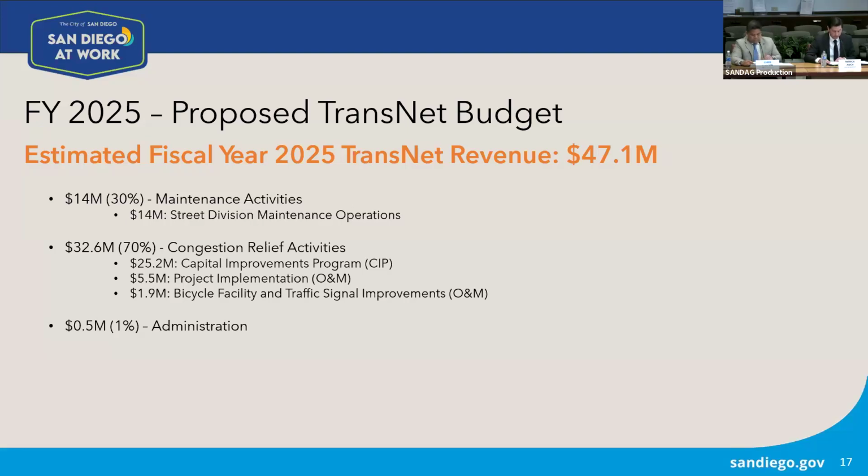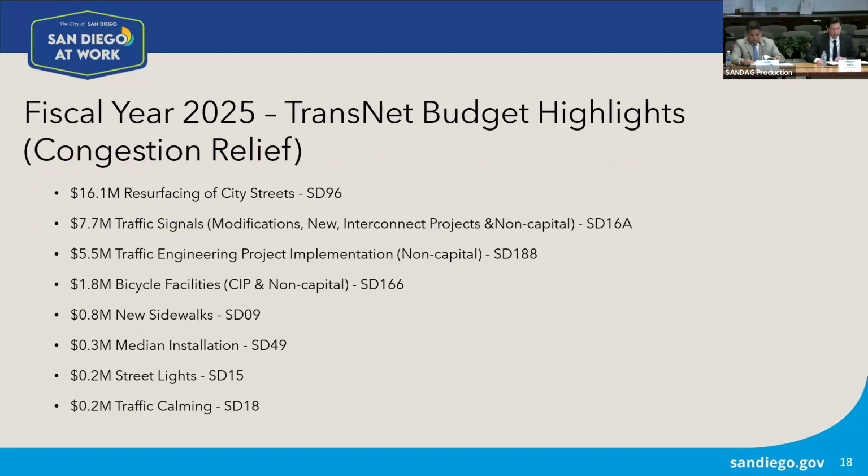32.6 million, or 70% of the total allocation, will support congestion relief activities, including 25.2 million for capital projects, 5.5 million to support non-capital project implementation activities, and 1.9 million for non-capital bicycle facilities and traffic signal improvements. Approximately $500,000 will support the administration of the TransNet program.